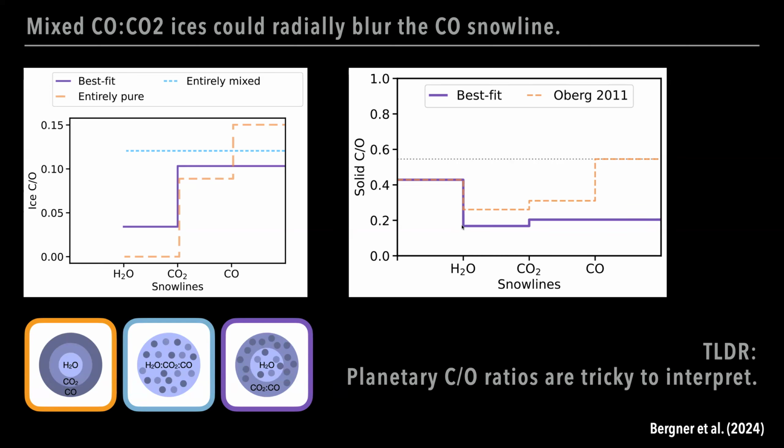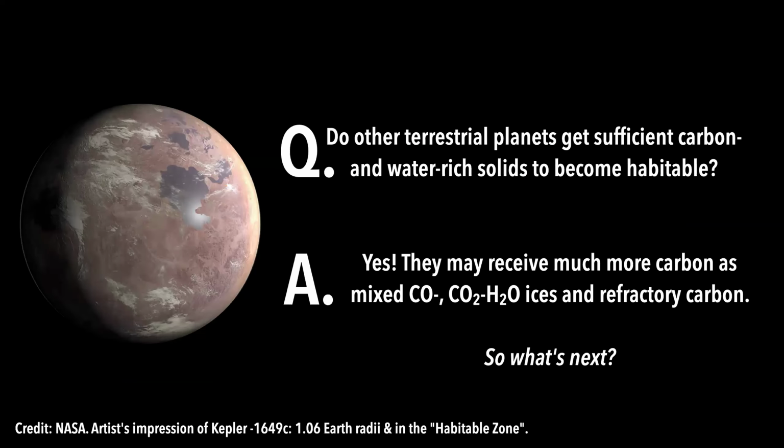So you could give your terrestrial planets that are forming closer to the star more carbon as they form, and this could be favorable for life in terms of increasing the bulk carbon abundance they have access to. So, our question of whether terrestrial planets get sufficient carbon and water-rich solids to become habitable: yes, it seems like they are getting certainly as much or more carbon than we thought before, and that is a really interesting result that's coming out of a wide number of JWST programs.